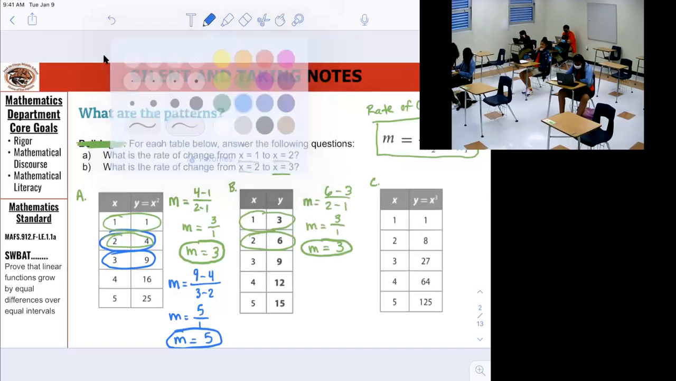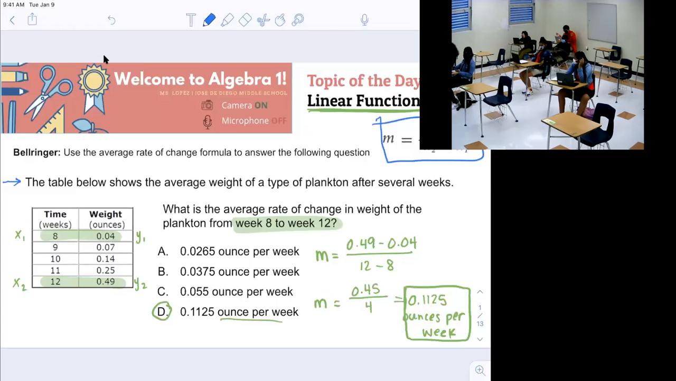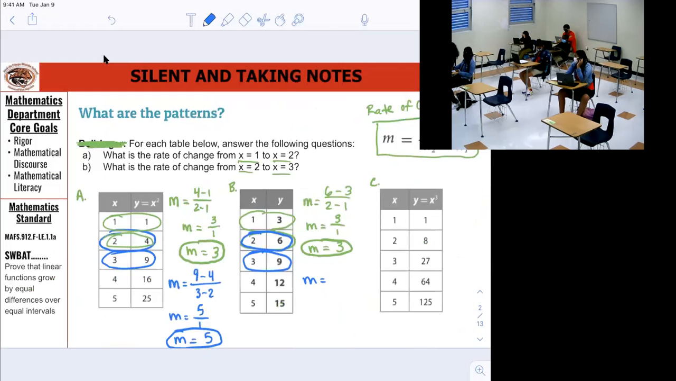Then I do my second 2 points. So I have 2 and 6, and 3 and 9. And again, I just plug it right into the formula. y2 minus y1 is going to be 9 minus 6 over 3 minus 2. 9 minus 6 is 3. 3 minus 2 is 1. So again, I get m equals 3. Okay, so that was for B.